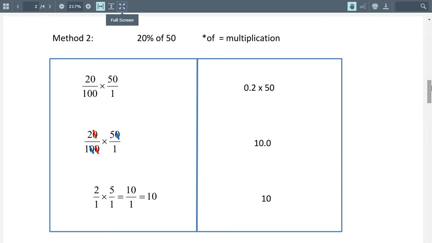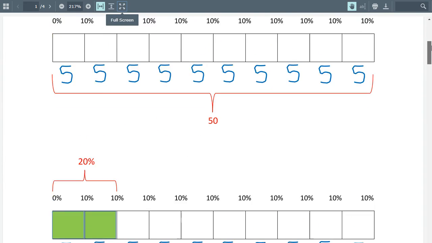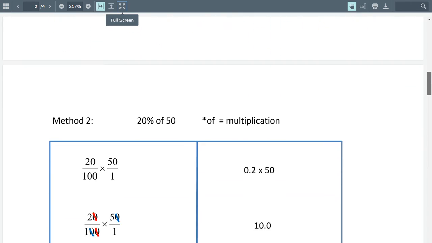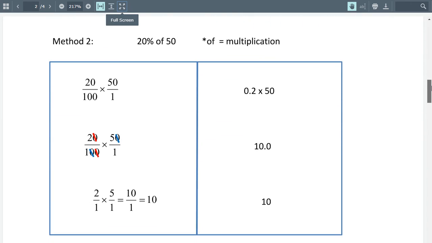Now on the right, I changed 20% into a decimal. 20 hundredths could be written as 0.20 or just 0.2. You don't need that 0 at the end. Of in math means multiplication, and then 50. 2 times 50 is 100, but put the decimal back in, move the decimal over once, we get 10. So that's the second method of finding 20% of 50. The first one is using a percent model, drawing it out. The second one is turning of into multiplication and solving it.